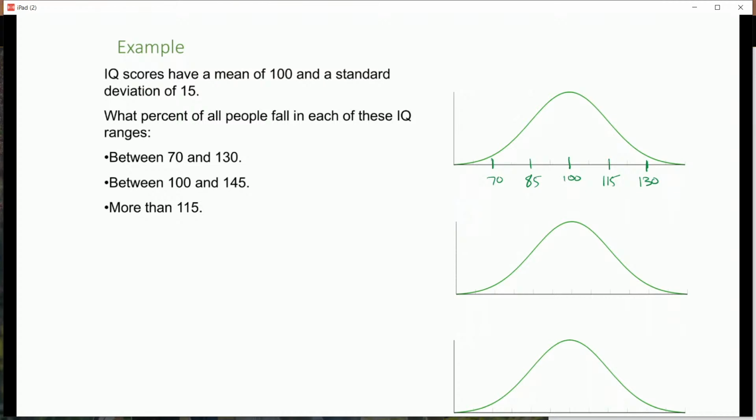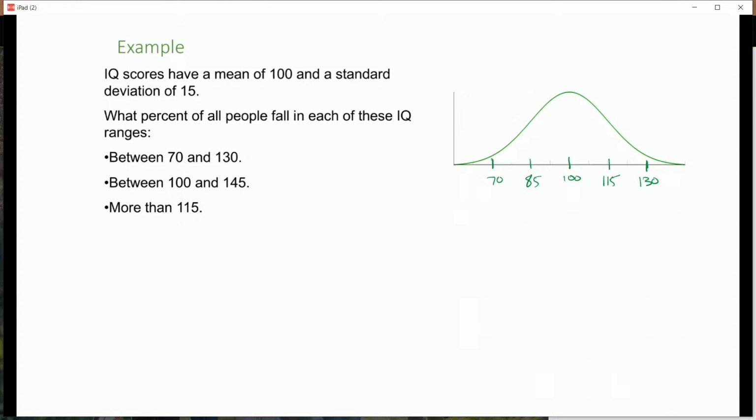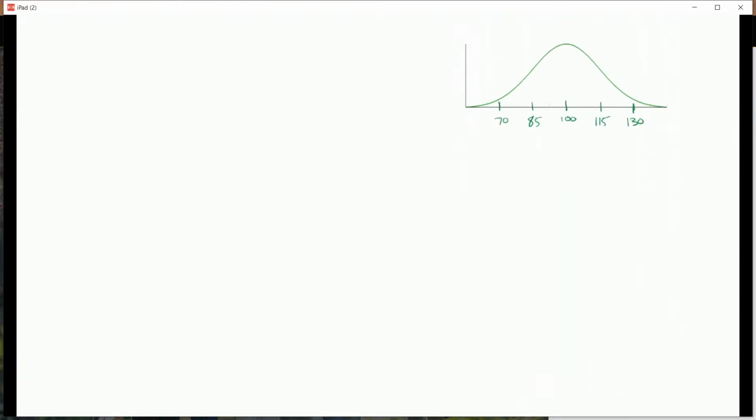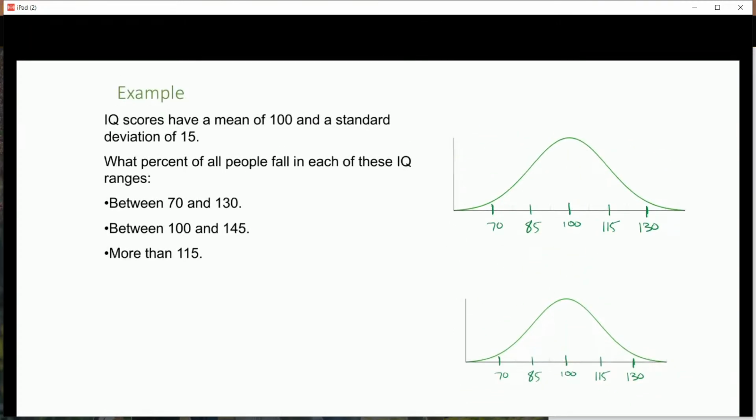So there it is. I've just marked off the standard deviations for this. You start at 100, go up by 15, down by 15. I want to know what percentage of people fall in each of these categories. Hold on a sec. I'm going to copy that whole thing. There, that way I don't have to rewrite.